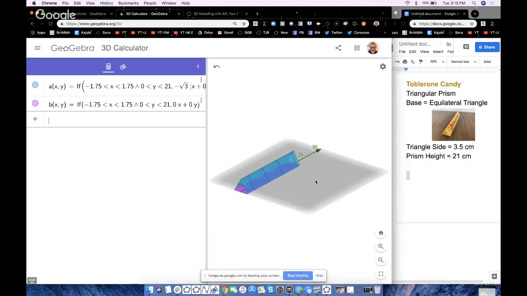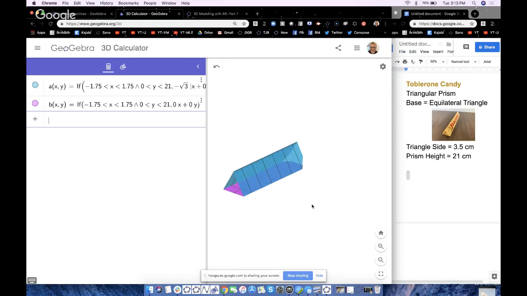All right. Now, I could take this, right click, hide the plane, and hide the axes. And that's kind of what it looks like. Does that look equilateral to you? Looks equilateral to me. But let's actually take a look at this in AR and see for ourselves here.